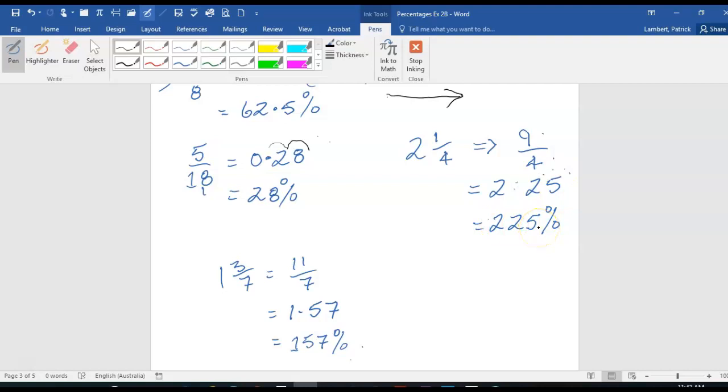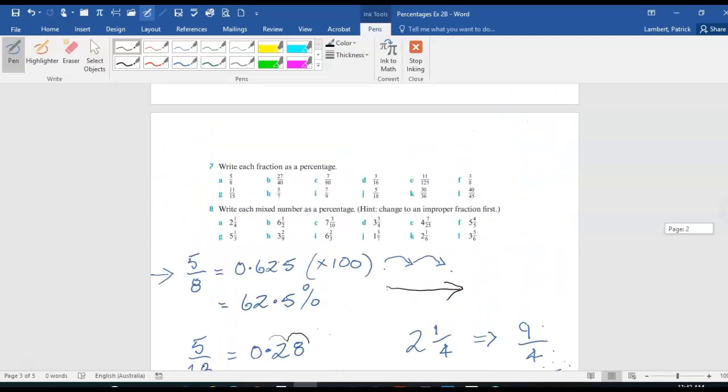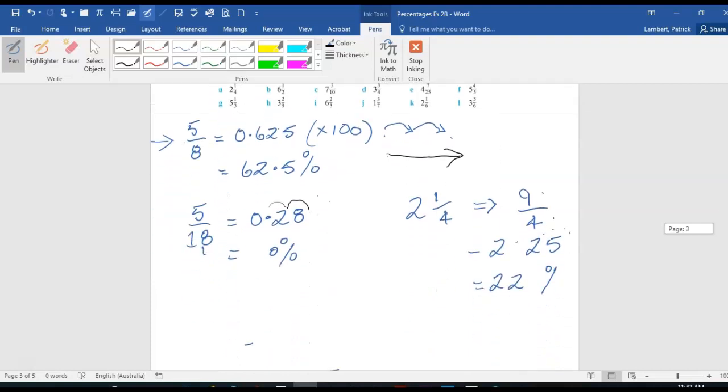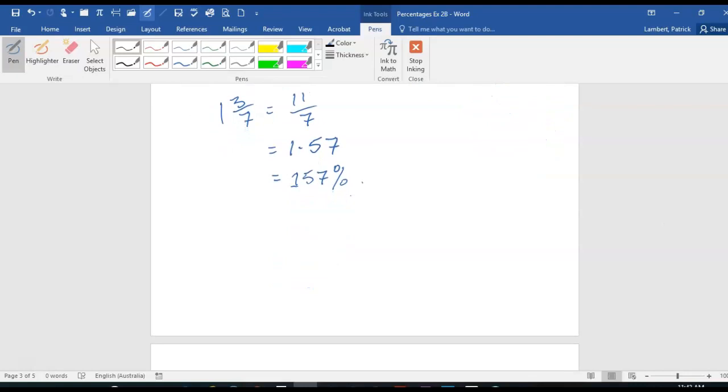225%. Then looking at 1 3/7, which one is that? Let's see which one I've done now. Oh yes, part J, 1 3/7. Okay, 7 times 1 is 7, and 3, that should be 10. That's a mistake on my part. So 1 3/7 equals 10 on 7.